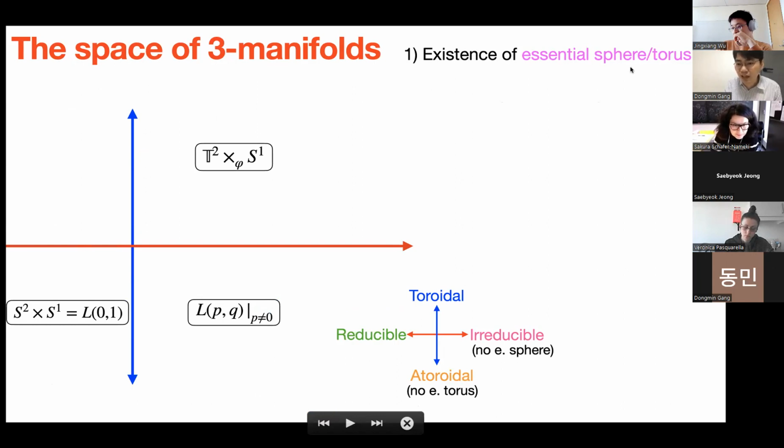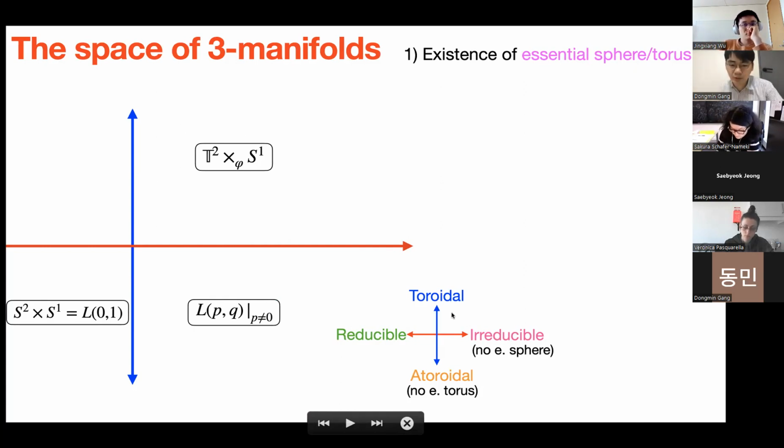Depending on this existence, the three-manifolds can be divided into four parts. The horizontal line depends on whether there is no essential sphere or there exists one. If there exists an essential sphere, we call it reducible, and if there is no essential sphere, we call it irreducible. This is because if there is an essential sphere, we can cut the three-manifold into two pieces, and then the three-manifold can be obtained by gluing the two manifolds. In this sense it is reducible.